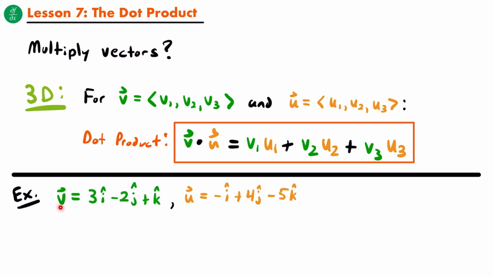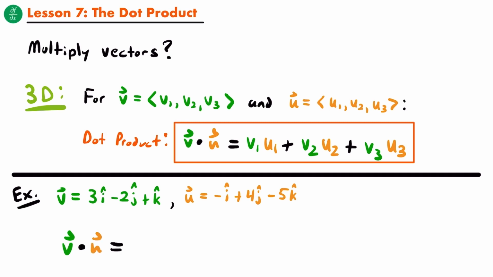This time we have that vector v is equal to 3i minus 2j plus k, and vector u is equal to negative i plus 4j minus 5k. All right, now these vectors are given to us in standard unit vector notation, but the rules of the dot product still apply. We'll multiply the x components together, add that to multiplying the y components together, and add that to multiplying the z components together. It's the same exact thing, except the components that we're looking for here are the coefficients of i, j, and k.